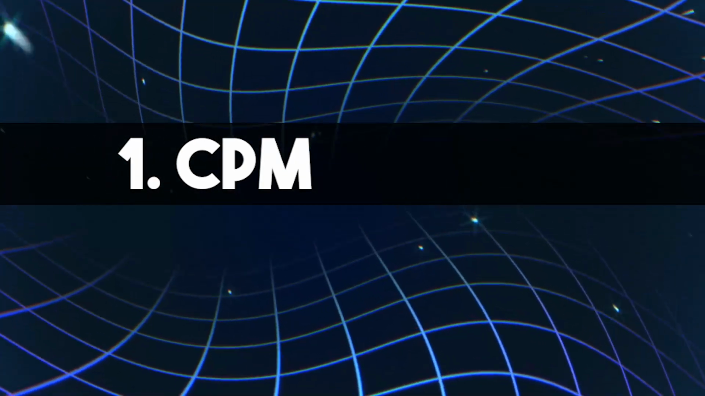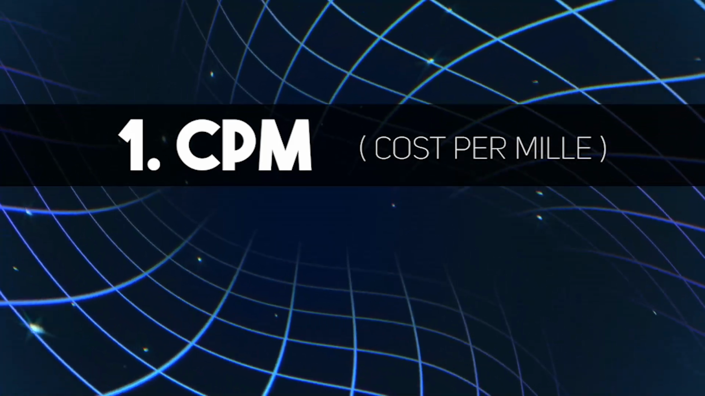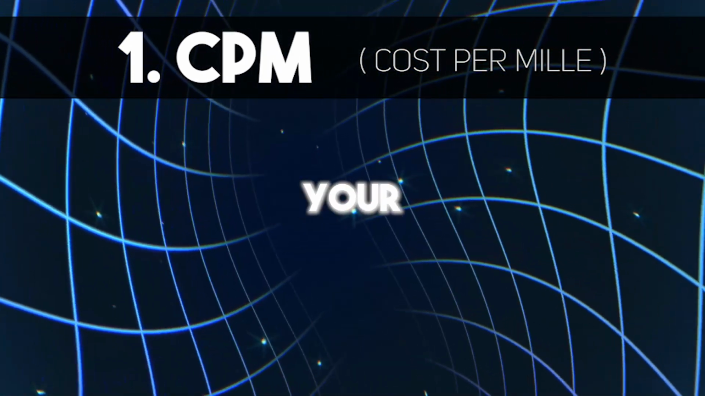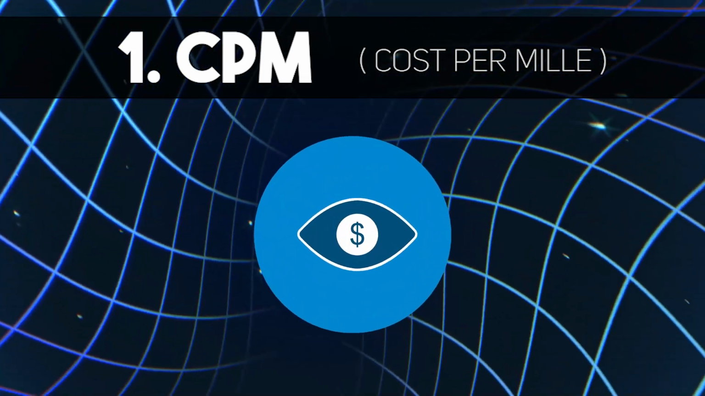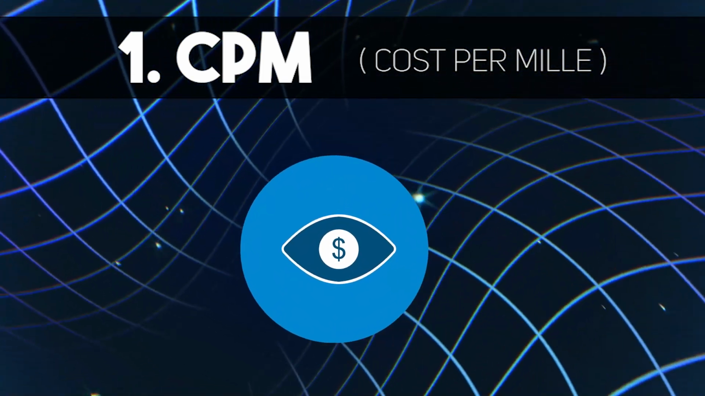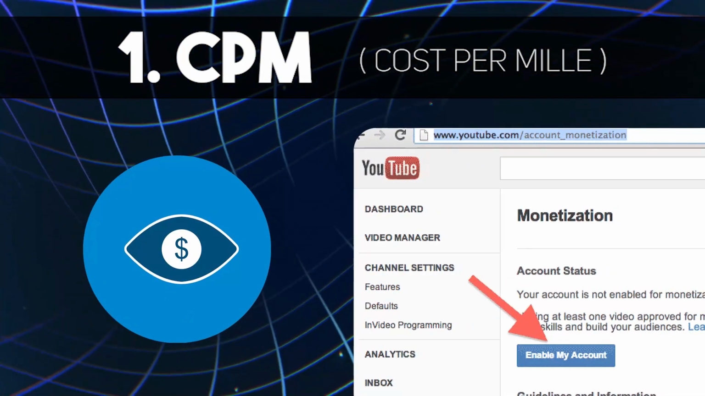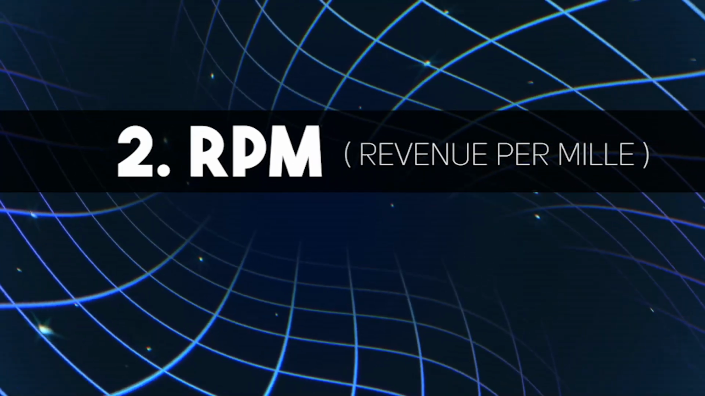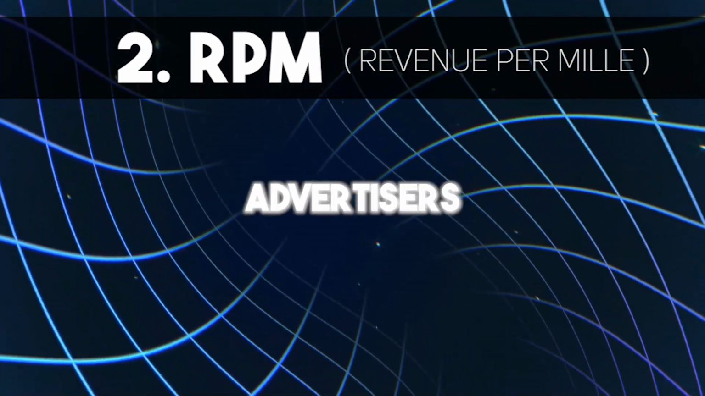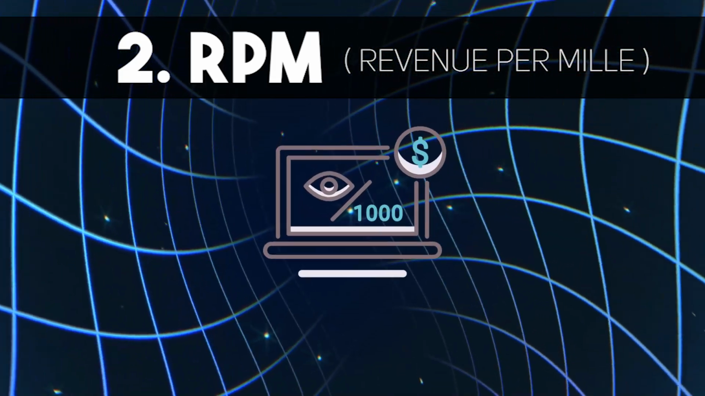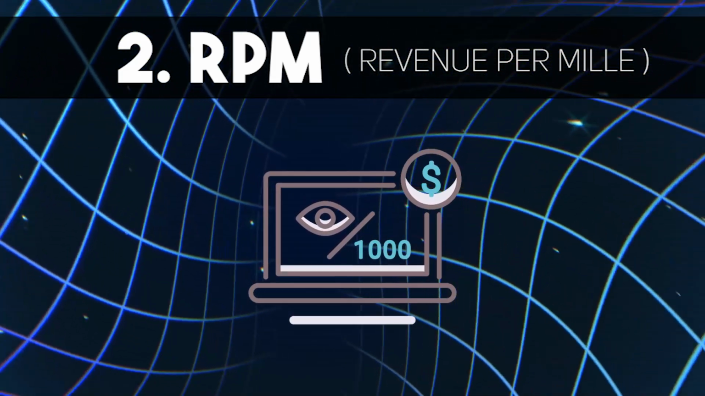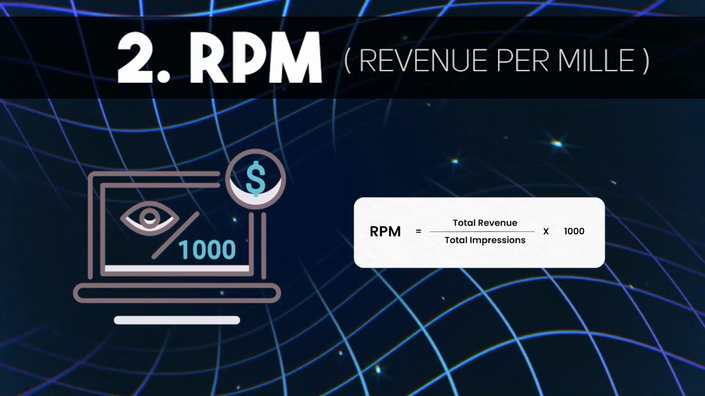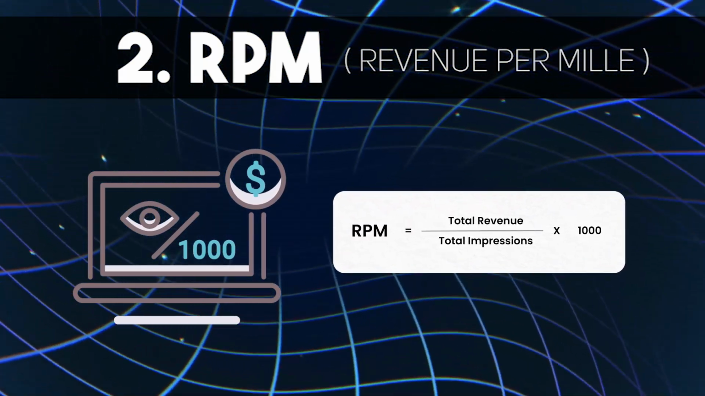1. CPM, cost per mille. This metric shows how much advertisers are willing to pay to get their ads in front of your viewers. It's a crucial indication for revenue potential, especially when you're on the path to monetization. 2. RPM, revenue per mille. Unlike CPM, which is what advertisers pay, RPM is how much you actually make per 1,000 views of your videos. It's essential to track this because it gives you a realistic view of your earnings.